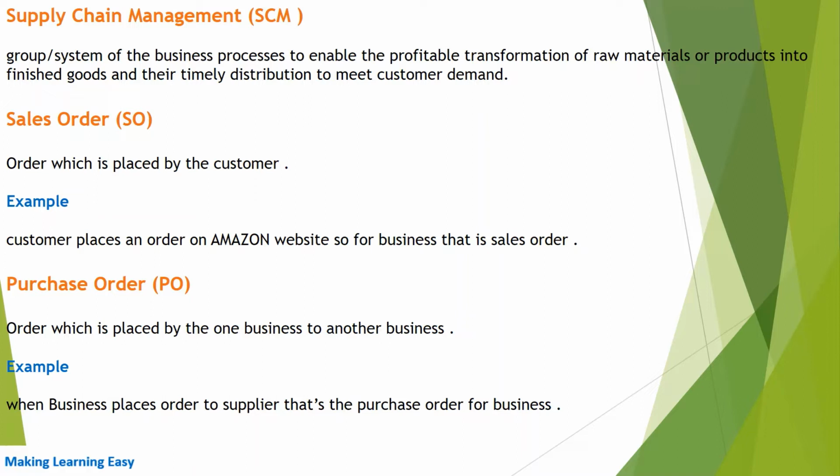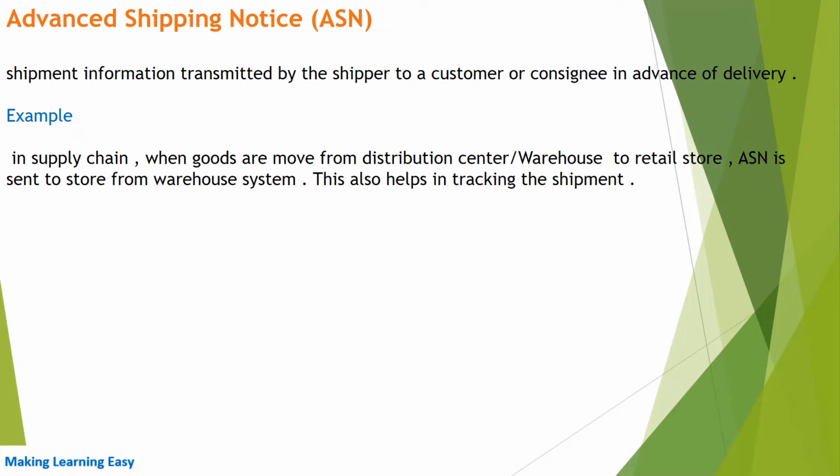What is purchase order? Order which is placed by one business to another business is called purchase order. So when a business places an order to a supplier, that's the purchase order for the business. What is ASN? Advanced Shipping Notice. It is the information which is transmitted by the supplier or by the shipper to a customer or a consignee in advance of a delivery of item.